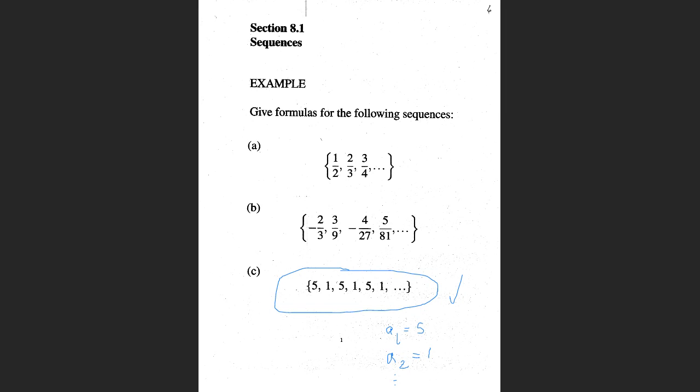Okay, so let's go to the solution and take a look at how it's worked out. The first term is 5. The second term is 1. The third term's 5. The fourth term's 1.